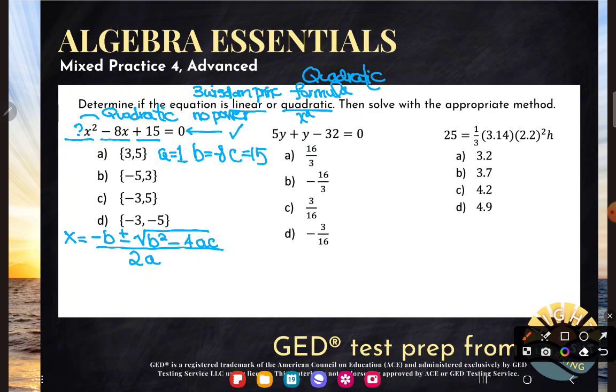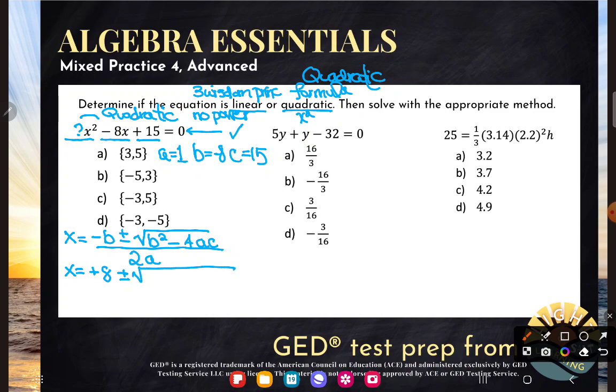And now I have the information I need to plug into my quadratic formula. So x is equal to negative b. Now careful, b is already negative 8, right? So basically when I say negative b, I want the opposite of b. The opposite of negative 8 is positive 8. And so I get positive 8, plus or minus square root.